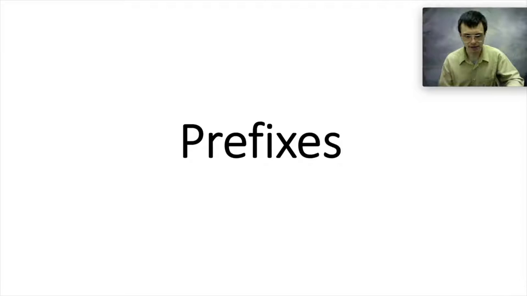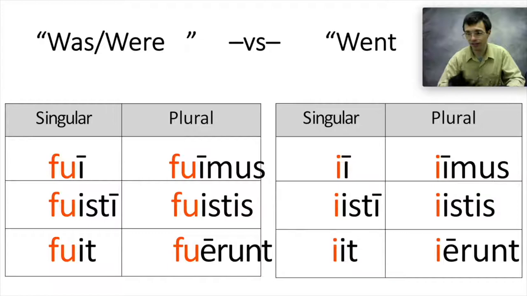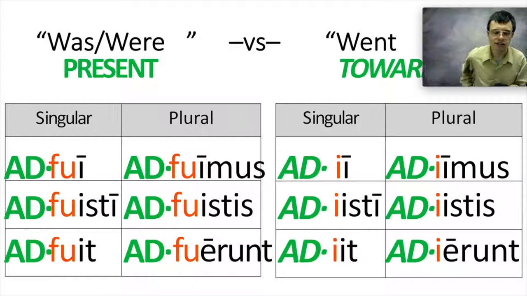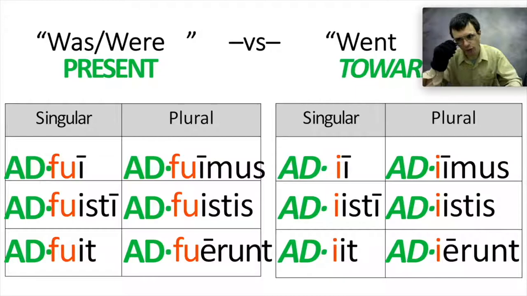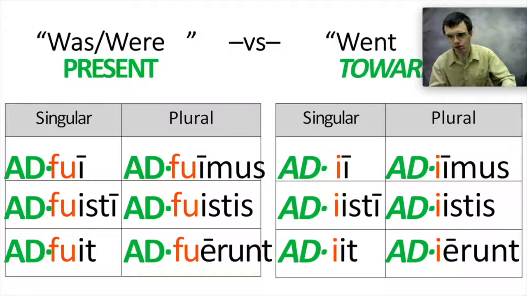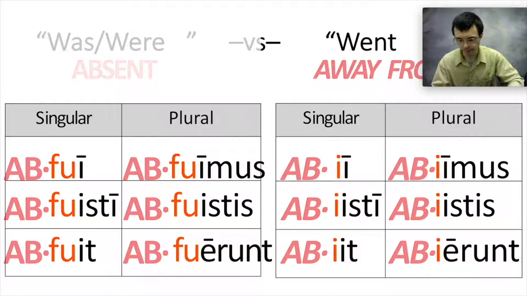Alright, now, remember the prefixes? Of course, we can also stick prefixes onto these things. So, ad fui, was or were present, or has or have been present. Ad ii, went toward, or has or have gone toward. Ad fuerunt, y'all were present, versus ad ierunt, y'all went toward or approached. So compare them. Ad fui, ad ii; ad fuisti, ad iisti; ad fuit, ad iit; ad fuimus, ad iimus; ad fuistis, ad iistis; and ad fuerunt and ad ierunt. Hooray, alrighty. Then we can do the same with ab, nothing different there.